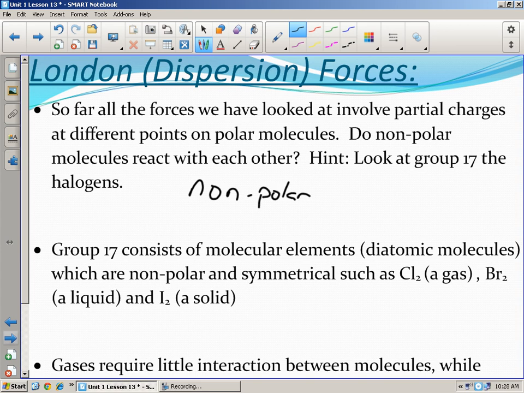Not solely for nonpolar, though, because remember, yesterday we talked about London forces. We talked about electrons go round and round, right? Well, guess what? Polar molecules have electrons that go round and round, yes? So polar molecules also have London forces, yes? All molecules have London forces. However, in nonpolar molecules, the only forces present is London forces, okay?